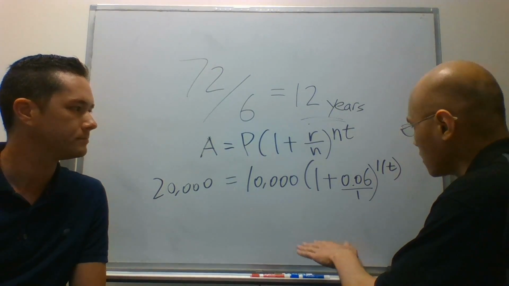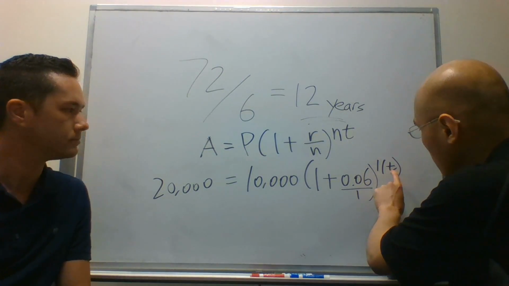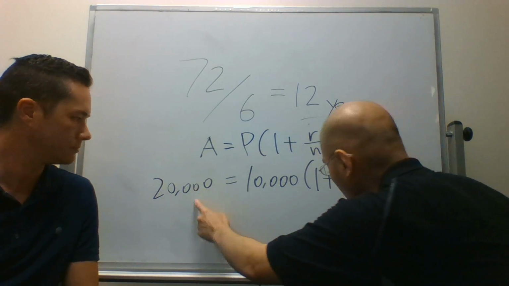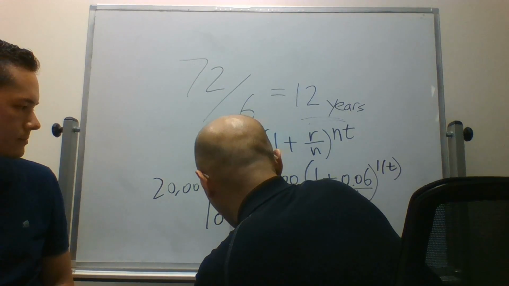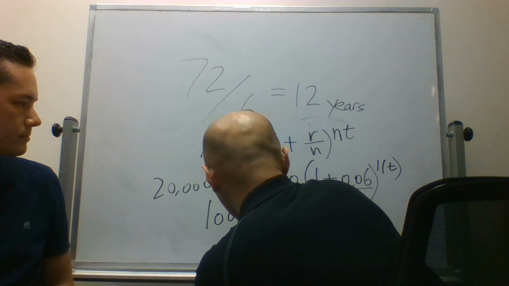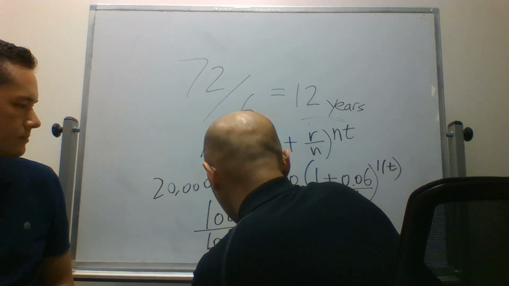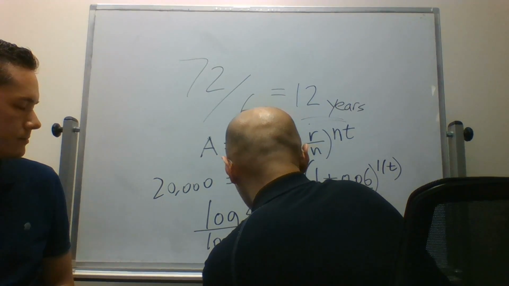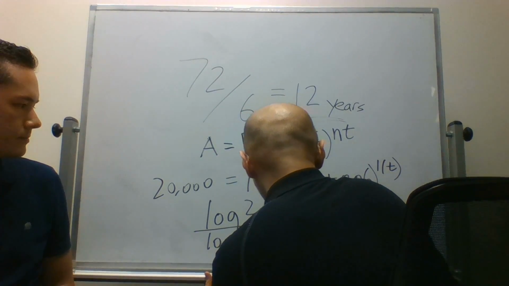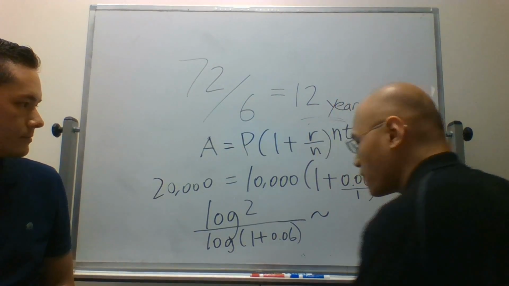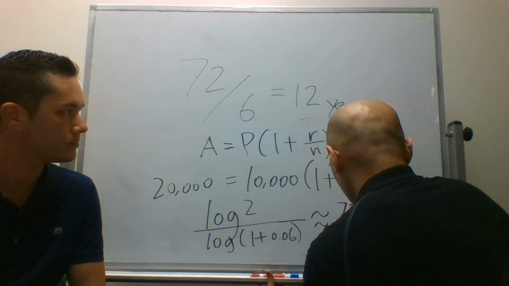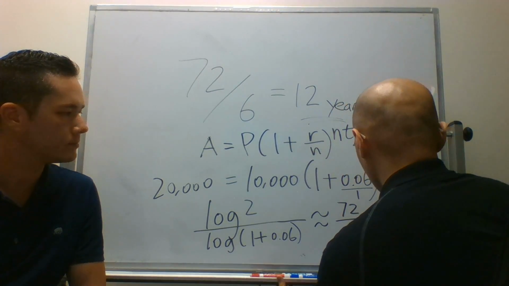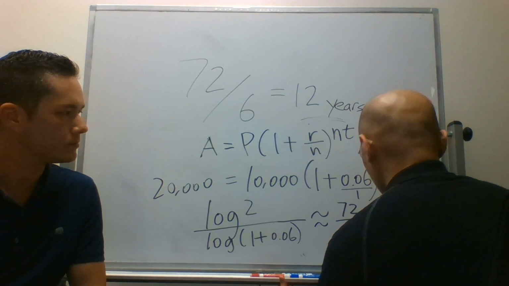So our objective here is to solve for t, to figure out the length of time that it takes for the $10,000 to double to $20,000. And if you work out the math, this is all just going to end up being log of 2 divided by log of 1 plus 0.06. And that is, if you just try to work this out, it will be roughly equal to 72 divided by 6. Okay? And that is equal to 12.